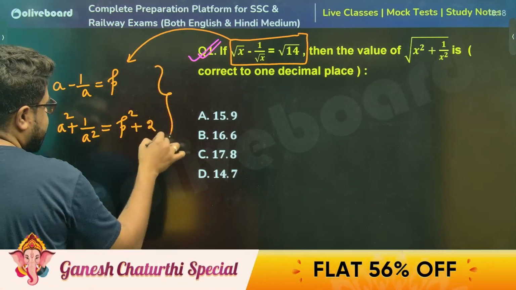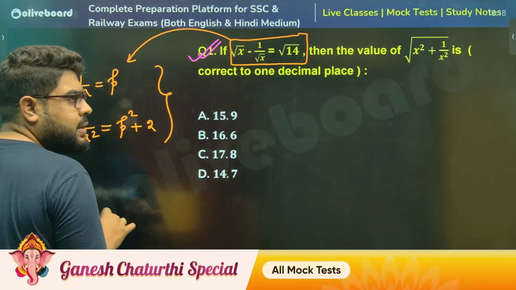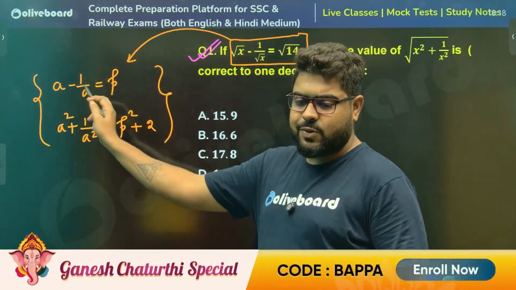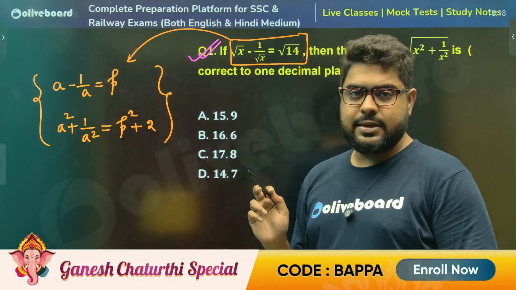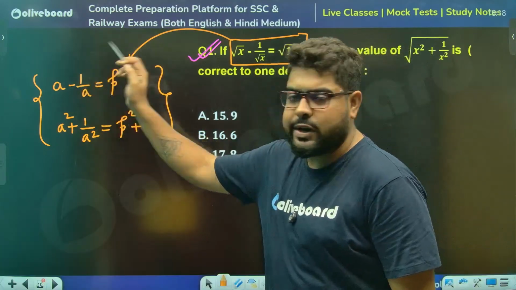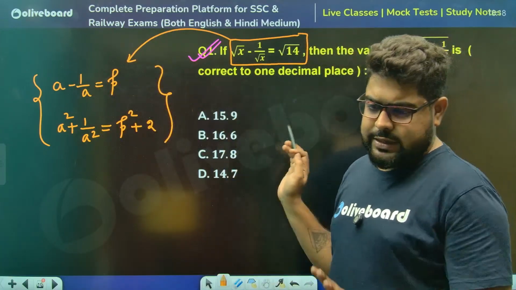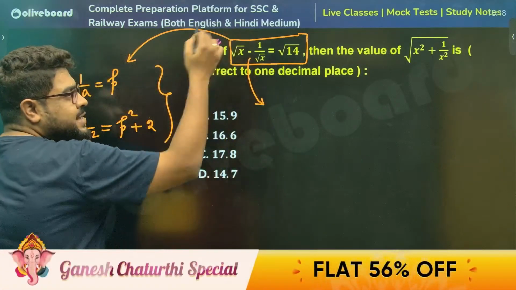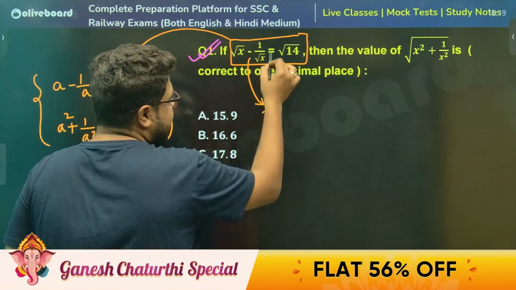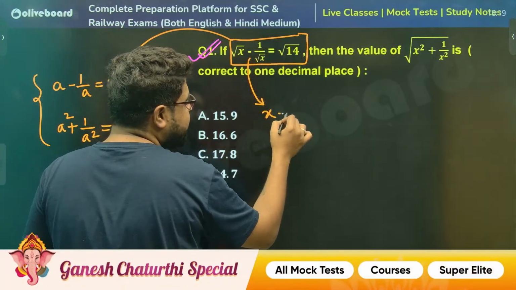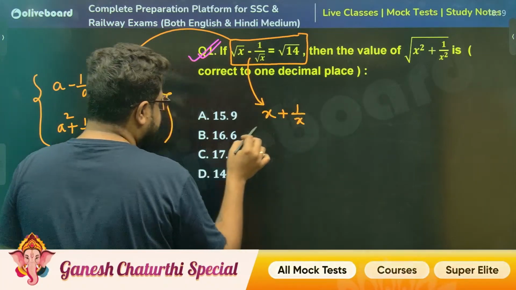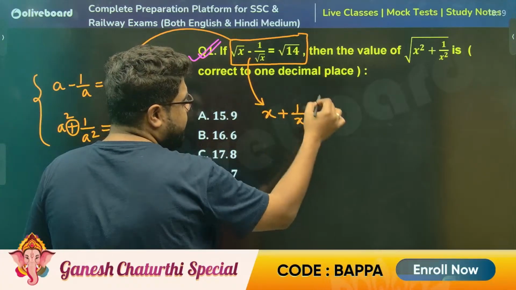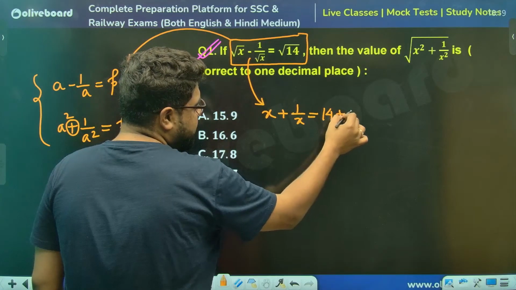This was our theory, right? How does it come? You just take the whole square on both sides of this equation and you will end up getting this. 2ab is 2 because a into 1 by a is 1. We all know this. So just use the same thing over here. Root x square will give us x, and 1 by root x square will give us 1 by x, and it is always plus here. So root 14 square will become 14 plus 2, that is 16.